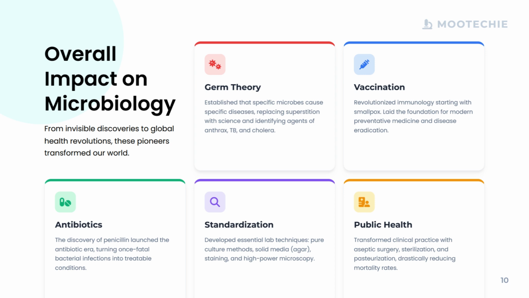Vaccination revolutionized immunology, starting with smallpox, laying the foundation for modern preventive medicine. And public health was transformed through aseptic surgery, sterilization, and pasteurization, drastically reducing mortality rates. Together, these advances built the foundation of modern microbiology and medicine.